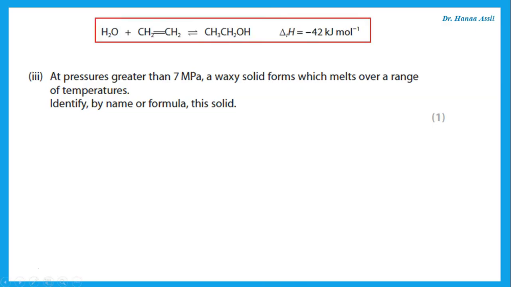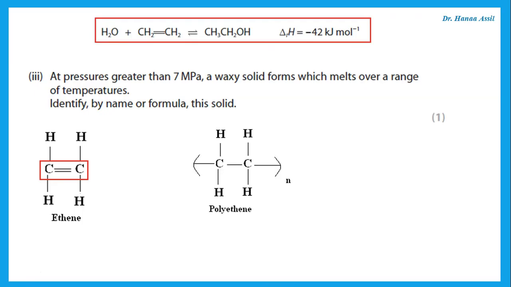Now, this was the reaction and we were working with ethene. But he's saying at very high pressure, it could form something else. You should remember that alkenes can form what? They can form polymers. So this double bond can be opened and joined to other monomers so that we get what we call polyethene. That is a polymer that would be a waxy solid.